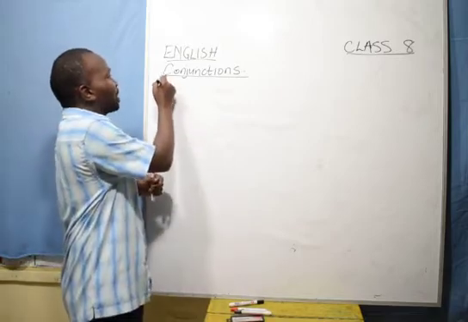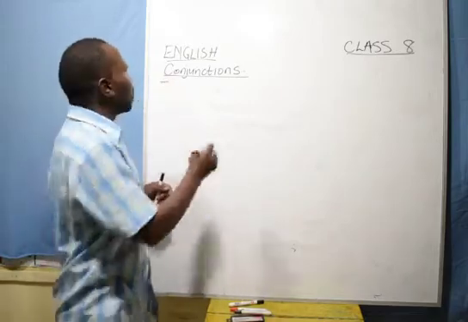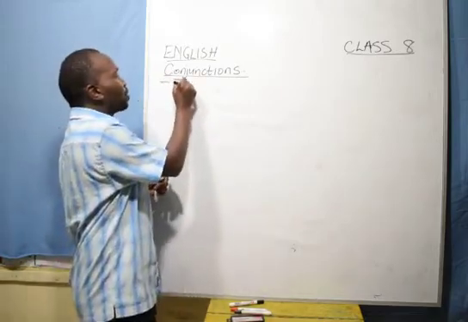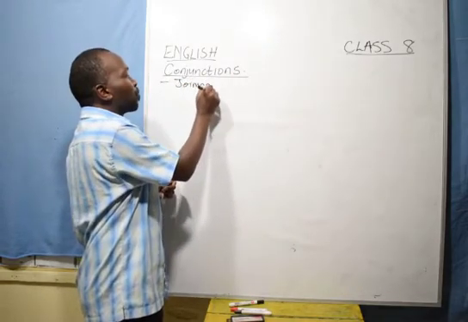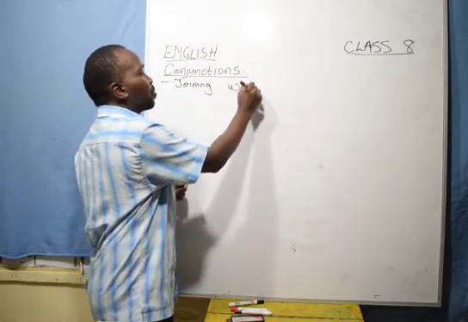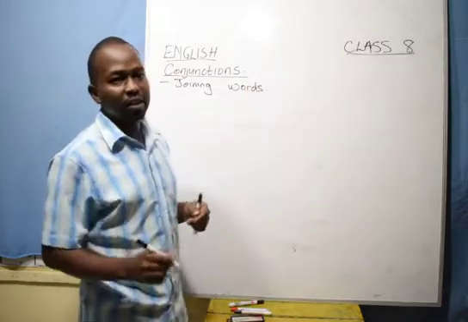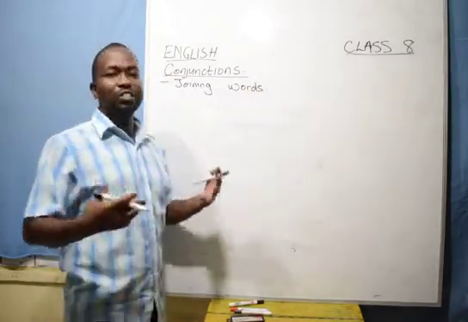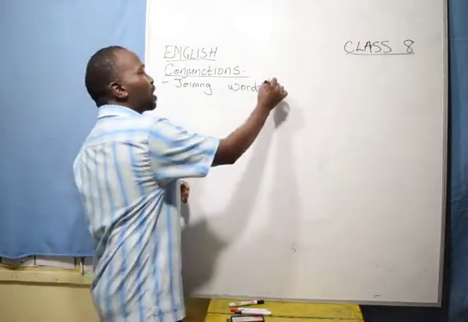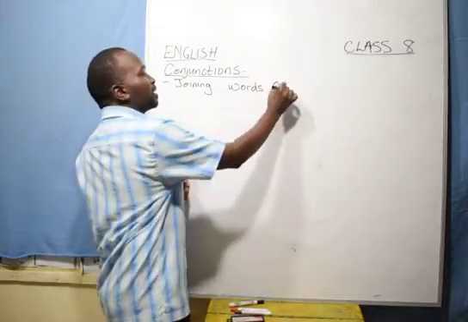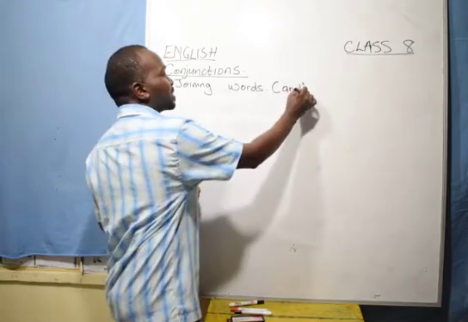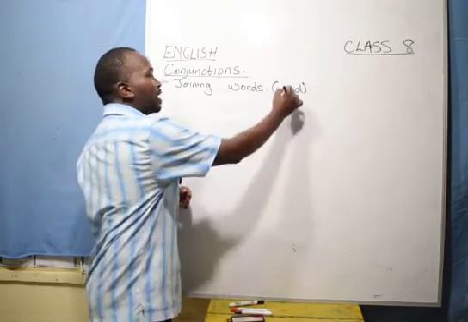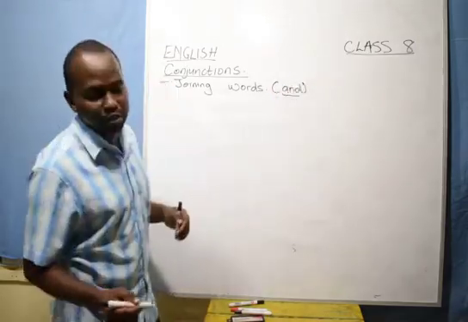Now let's first of all explain what is a conjunction. Conjunctions are also called joining words. They are used to put two ideas together. And the most common joining word is the word and. So and is an example of a conjunction.